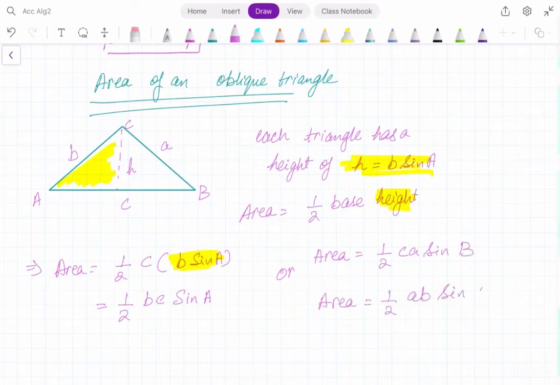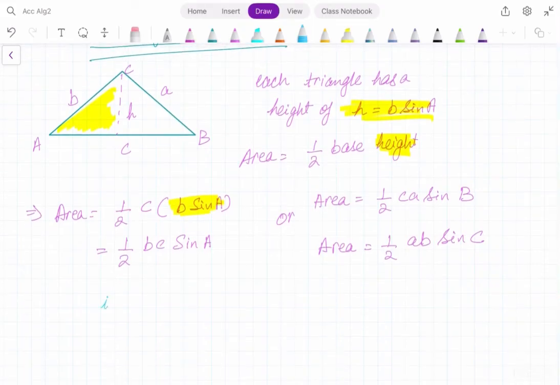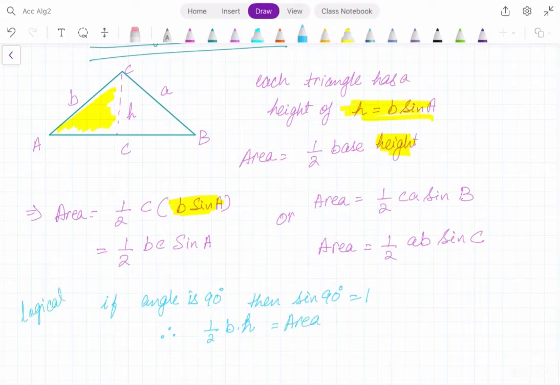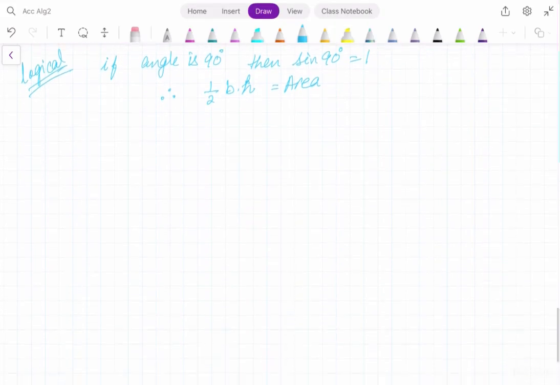So what is happening? The area is two side lengths and the angle sandwiched in between. So the side lengths are b and c, and the angle between is A. Or the side lengths are c and a, and the angle in between is B. Or the side lengths are a and b, and the angle in between is angle C. Because logically, sine 90 degrees is equal to 1, that is why we always say 1/2 base times height, because sine 90 will give you just 1. And remember, we are talking about the oblique triangle in this case.